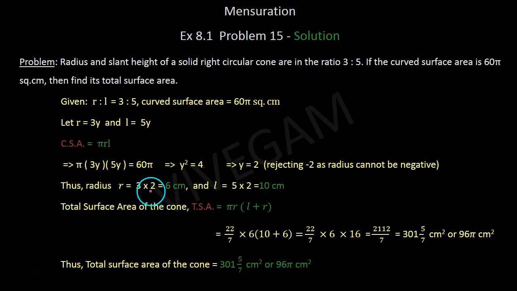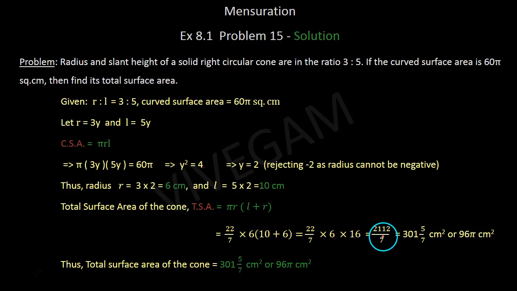Now all you need to do is substitute the value of r and L in this formula, TSA equal to pi r into (L plus r), to get the value of TSA. That is 22 by 7 into radius is 6 centimeter, open bracket, L plus r, L is 10, so 10 plus 6. So that will be 22 by 7 into 6 into 16.